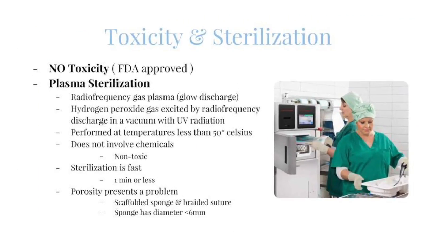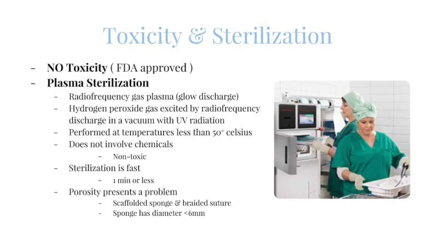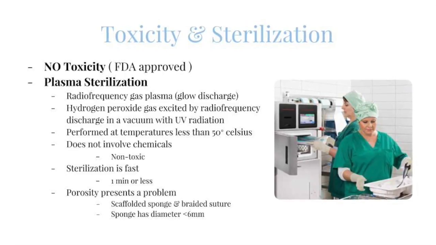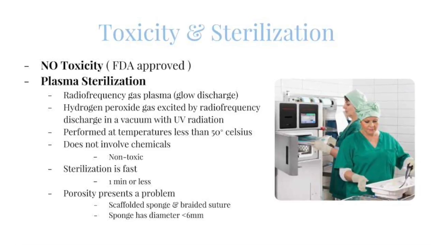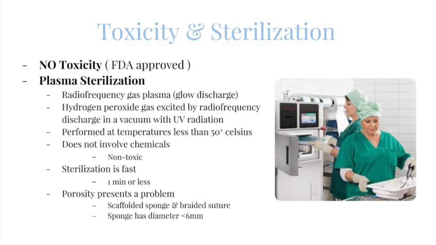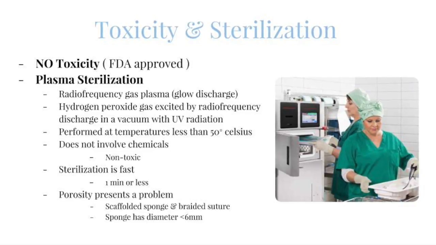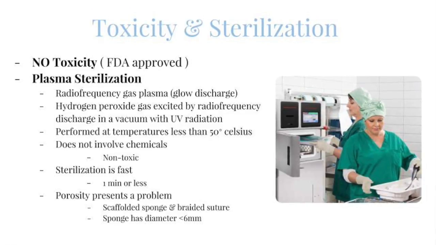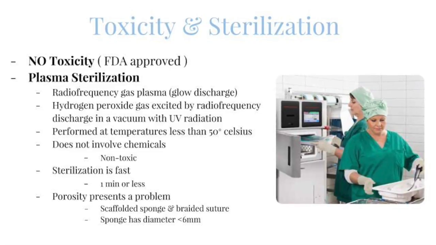Because these materials are FDA approved, research has indicated that they exhibit minimal toxicity that does not present severe risks. To eliminate microbial bacteria, the material was first cleaned before undergoing plasma sterilization. Plasma sterilization uses radiofrequency gas plasma. This hydrogen peroxide gas is excited by radiofrequency discharge in a vacuum with UV radiation. This procedure is performed at temperatures less than 50 degrees Celsius and does not involve toxic chemicals. Sterilization is quick and is performed in 1 minute or less.